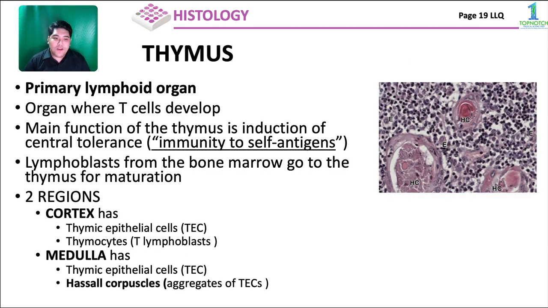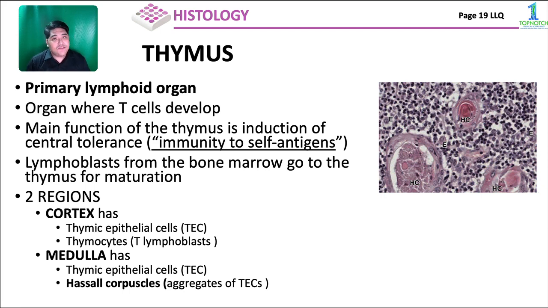Okay, so ayun na yung types of immunity natin. Pag-usapan naman natin yung mga primary lymphoid organs, beginning with your thymus. This is the organ where your T cells develop. The main function of the thymus is induction of the central tolerance, immunity to self-antigens. Your lymphoblasts from the bone marrow go to the thymus for maturation, becoming your T cells.